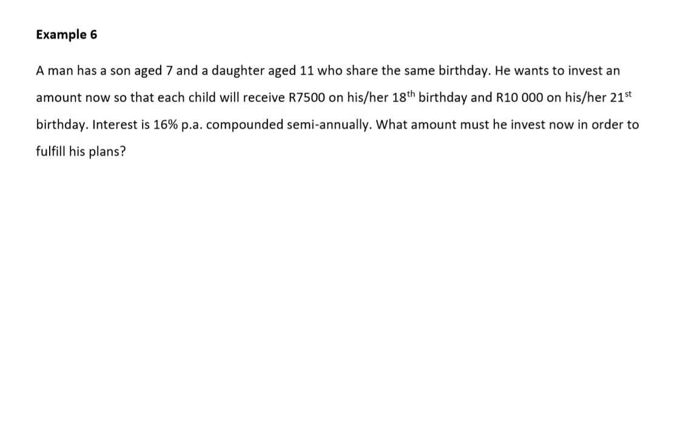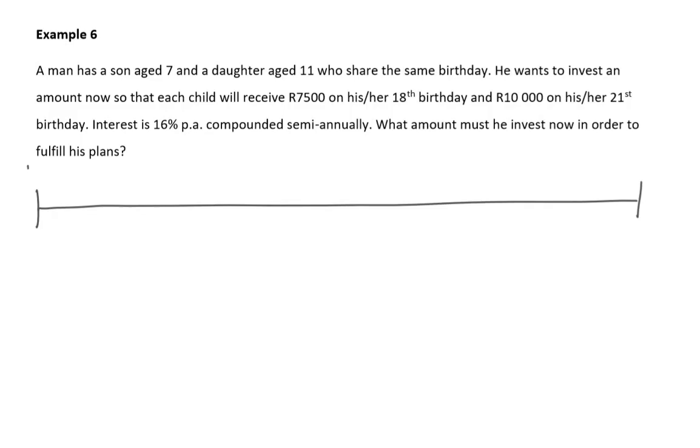So this question says, a man has a son aged 7 and a daughter aged 11 who share the same birthday. He wants to make an investment now so that each child will receive 7,000 Rand on his or her 18th birthday and then 10,000 Rand on his or her 21st birthday. Interest is 16% per annum compounded semi-annually. What is the amount he must invest now in order to fulfill his plans? So this is really, really complicated.